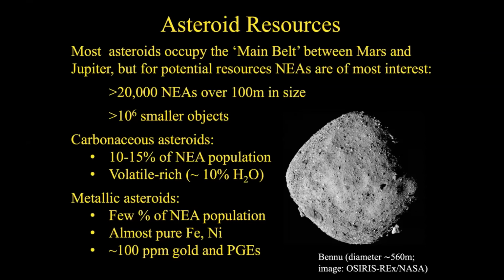And they're of interest primarily because they're volatile rich. The most volatile rich ones, perhaps 10 or 20% by mass, H2O. And then, as Hilary also mentioned, the metallic asteroids. I mean, these are much rarer in the near-Earth asteroid population. But they're still a few percent of asteroids, so that's still quite a lot of asteroids. And as Hilary pointed out, they're mostly pure iron and nickel with some significant cobalt and then some platinum group elements, which may be of interest.